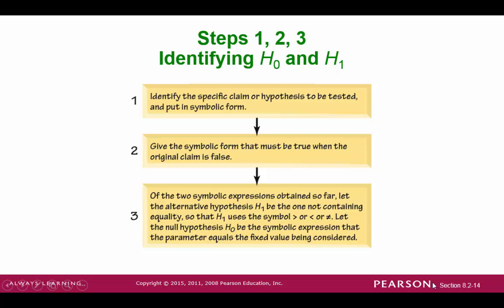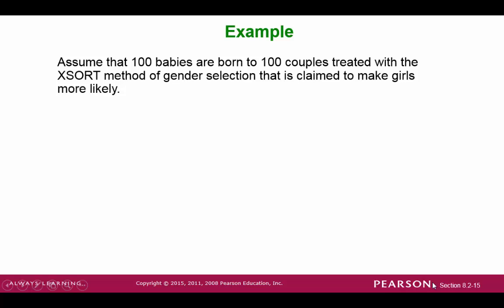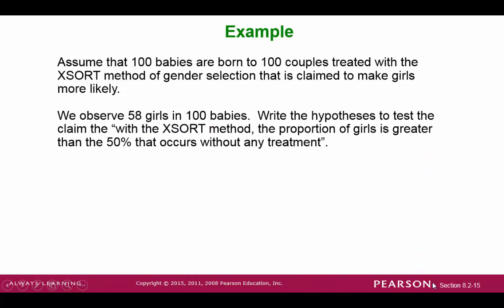And your null hypothesis will have a condition of equality. Let's take a look at an example. Assume that 100 babies are born to 100 couples treated with the X-sort method for gender selection that is claimed to make girls more likely. So let's say we collected some data. We observed that 58 girls in 100 babies were born.